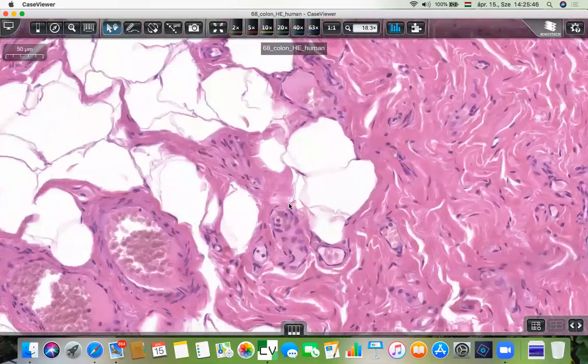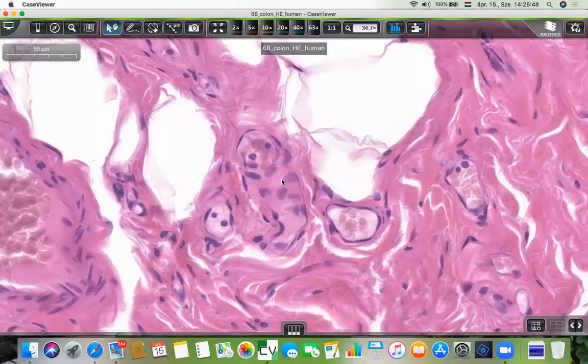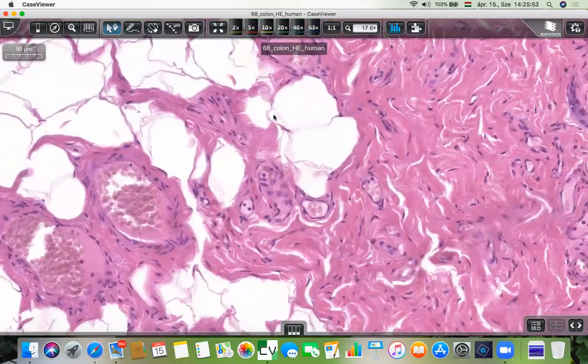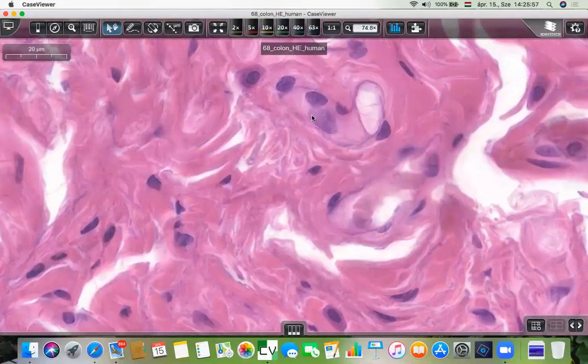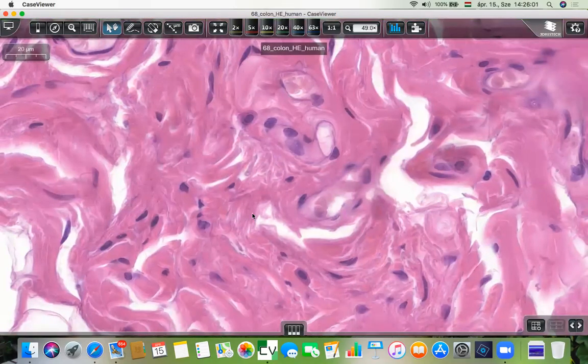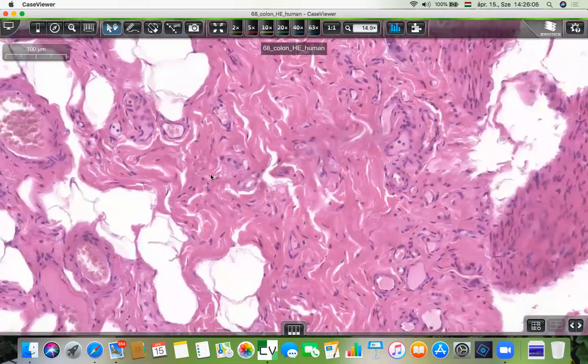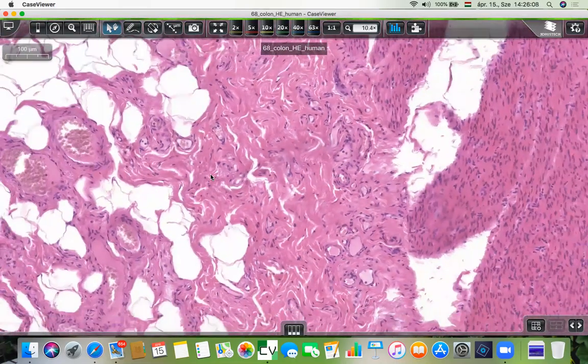There is another one here. Yeah, there as well. There's the ganglionic cell. And definitely coarse collagen bundles everywhere and the nuclei of the fibrocytes are presented. So that's the typical submucosa.